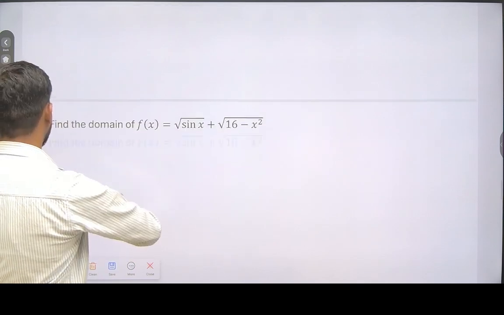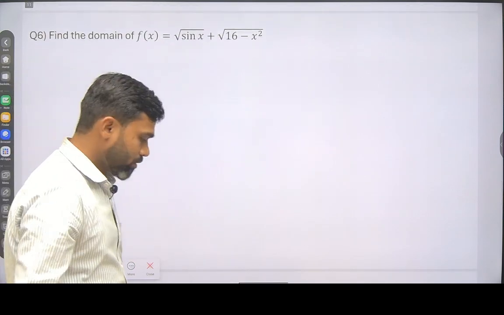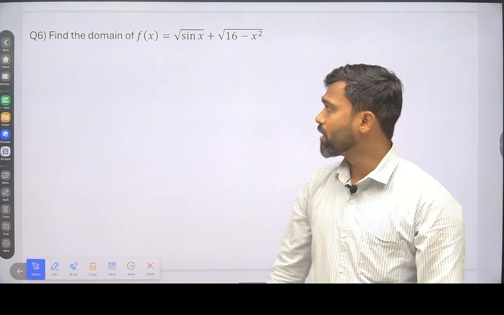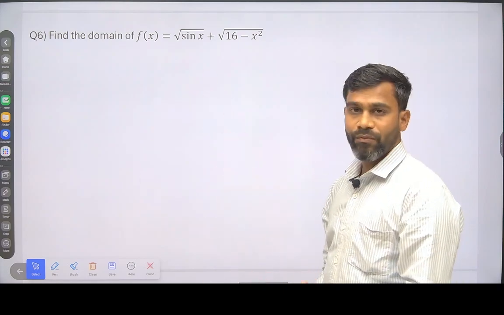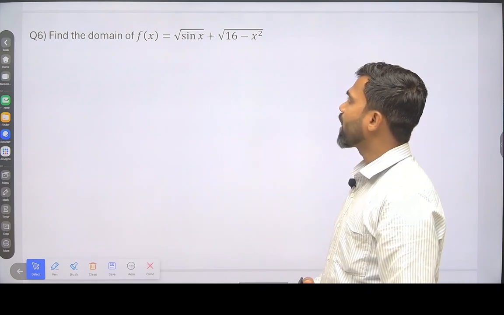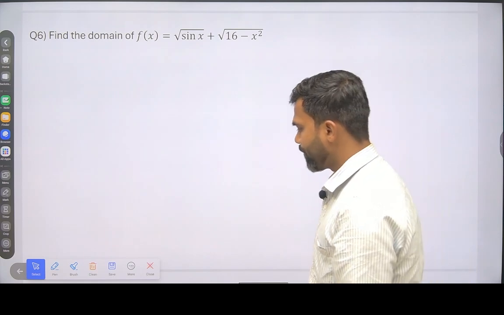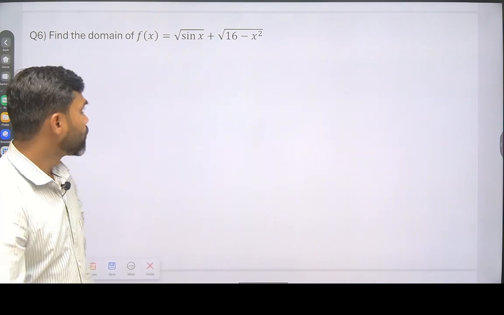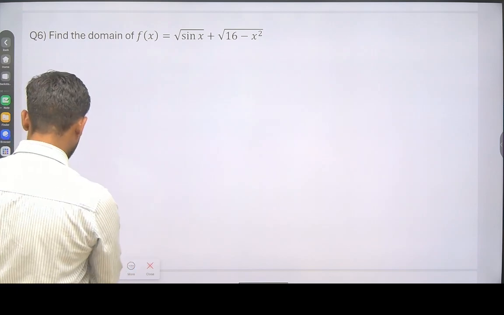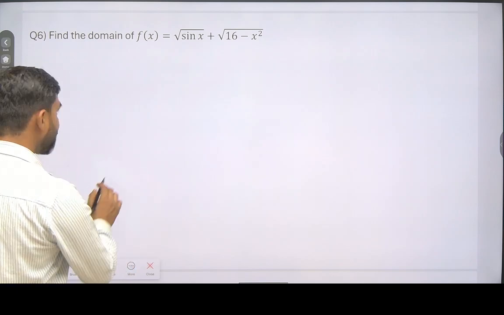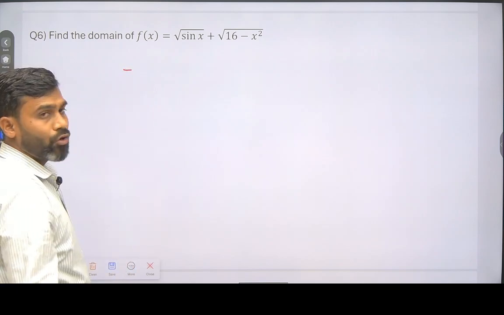Okay. Number 6. See here. So just read the question carefully. Find the domain of the function f of x is equal to under root sine x plus under root 16 minus x square, right? Okay. So let us solve it. Again, we have got two functions, right?